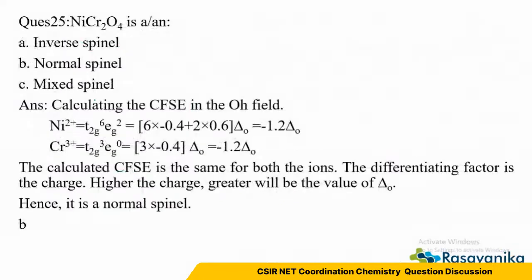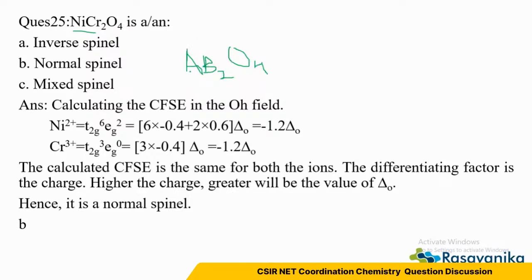Now this is another for the spinel part. Now inverse spinel. This spinel is given to us. We have to find which it is: inverse, normal, or mixed. NiCr2O4. Yesterday only I had told you about the spinels, right? When we have the formula AB2O4, this oxygen is present in the lattice points and A and B are present in the voids, right?